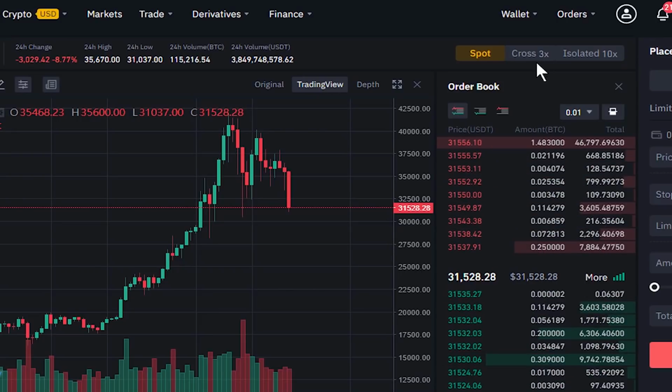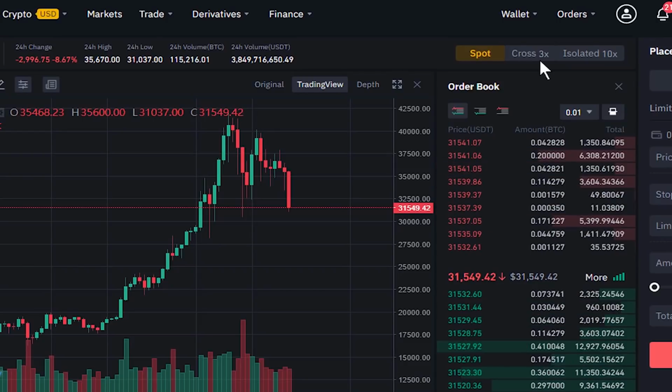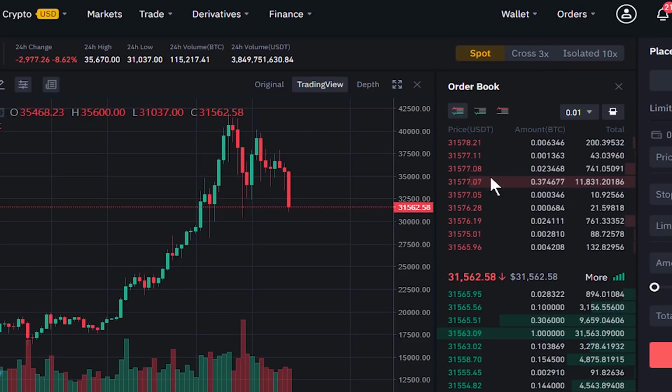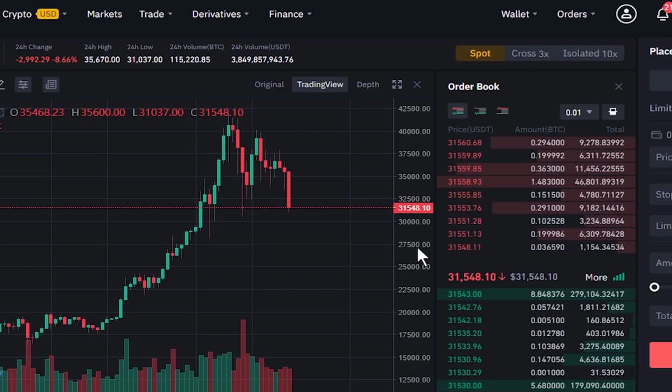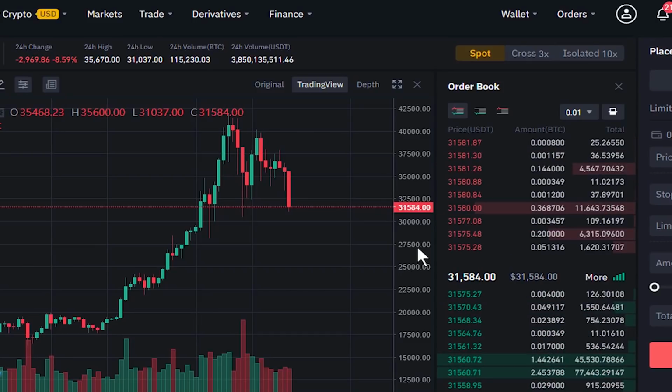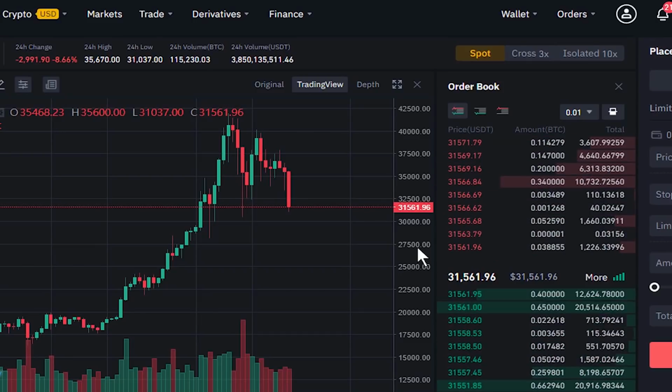For example, in cross 3x, you can leverage your positions up to 3 times your capital. So consider, for example, you have $10,000 in your account and the Bitcoin price is $30,000. So by the help of margin trading, you can buy one Bitcoin with your $10,000.